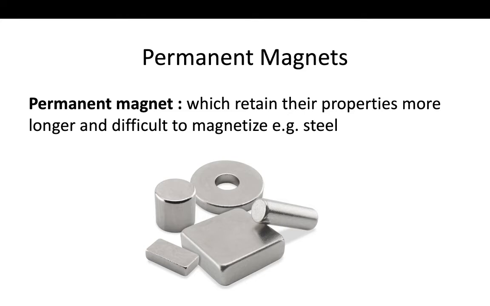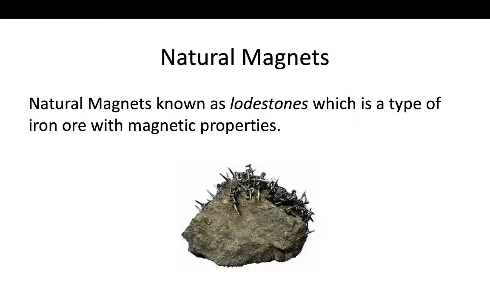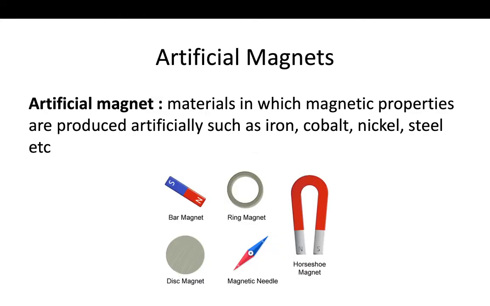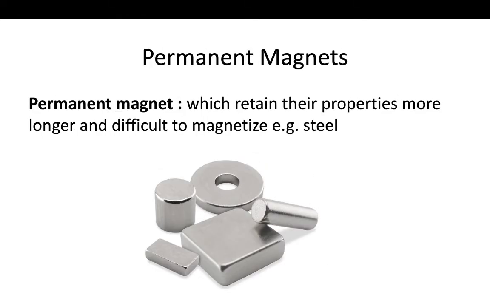There is a difference between permanent magnets and natural magnets. Natural magnets are those stones or lodestones which will never lose their magnetic properties. But permanent magnets are those which can lose their magnetic properties, but it is very difficult and takes a long time, not as soon as temporary magnets. So permanent magnets retain their properties longer and are difficult to magnetize.